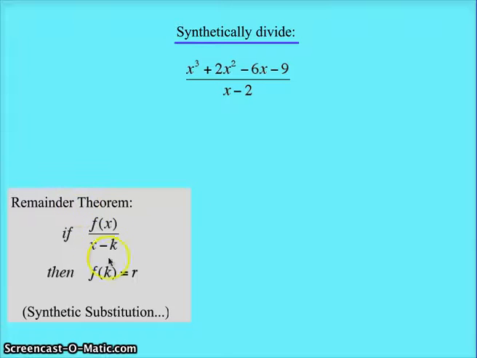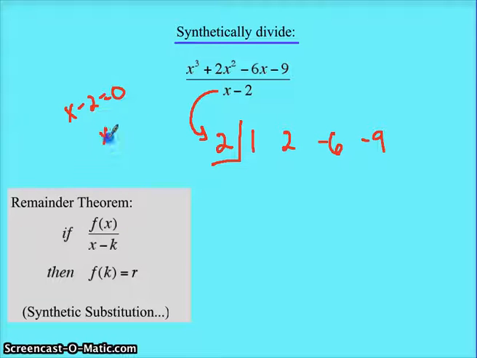Now, the remainder theorem is something that we've actually learned before. We called it synthetic substitution. And what it says is if you divide a top polynomial here, so 1x cubed, 2x squared, minus 6x, and a negative 9, by x minus 2. And remember, we're going to put the 0 of the bottom here, or we're going to put positive 2, since that's what would make x minus 2 into 0. Right? x minus 2 equals 0, so x equals 2. That's what we're going to put in the box.